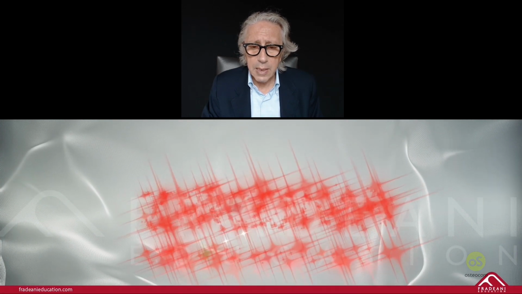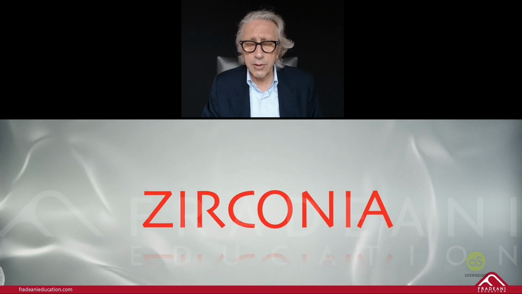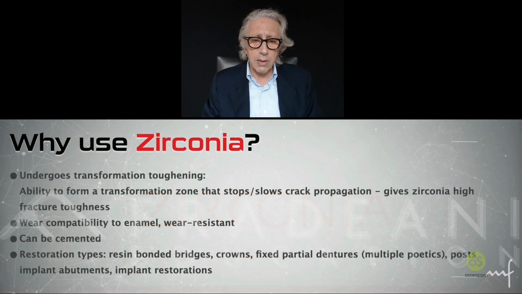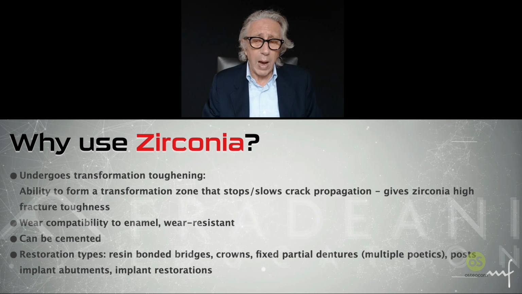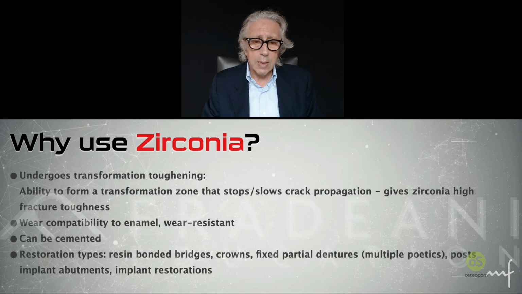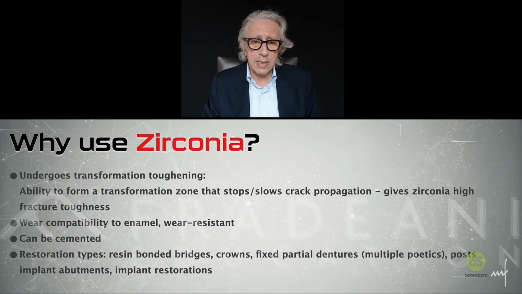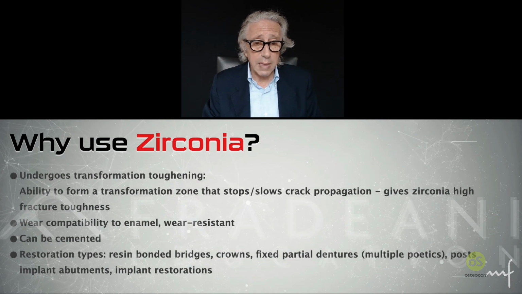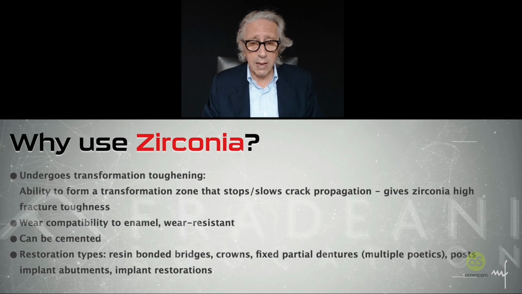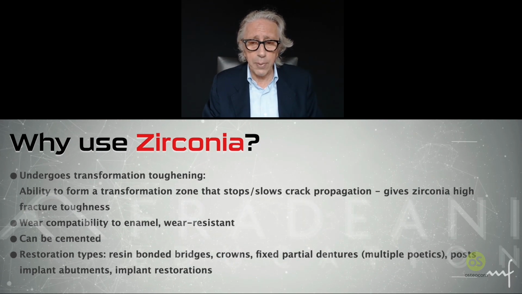So let me say, with the zirconia material, we have different kinds of reasons why we use it. First of all, because there is a transformation toughening. We discussed it before. If you have any flaw inside, it can be stopped by the material itself. So you have a slow crack propagation. At this point, you have a very high fracture toughness.